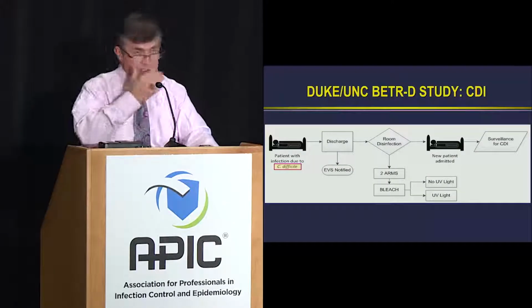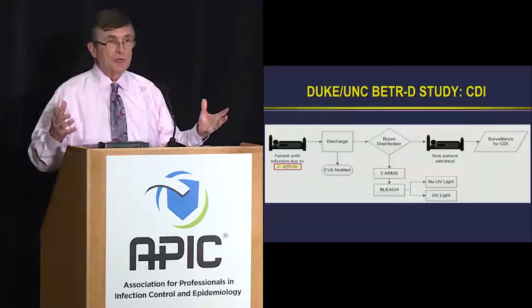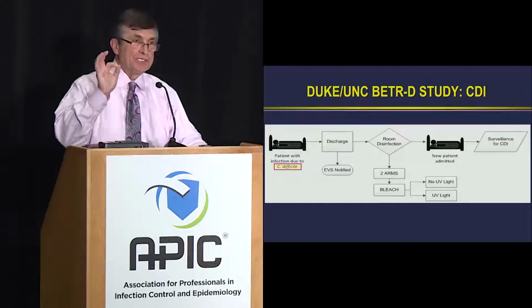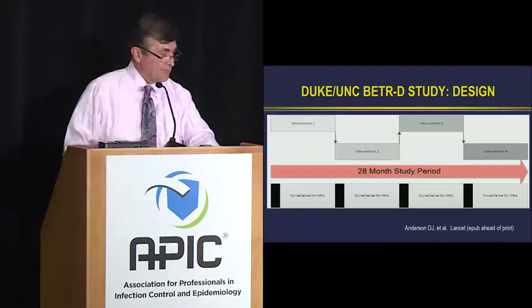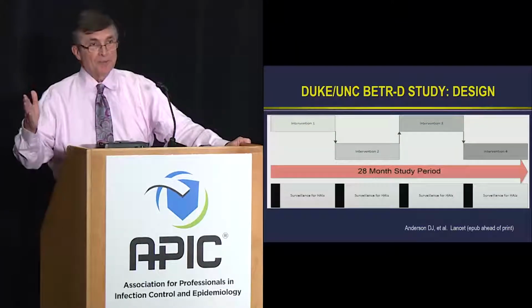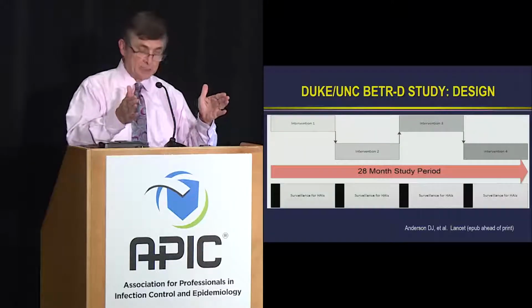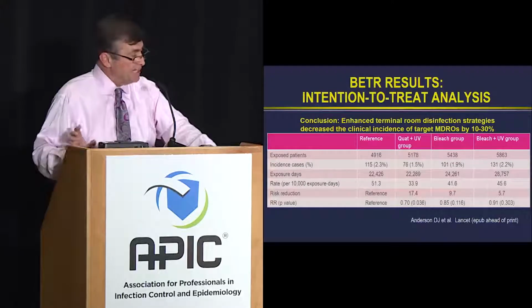Of course, with C. difficile, since we didn't want to clean rooms with quat or quat UV, essentially we only had 2 options. The C. difficile patients only had chlorine and chlorine UV. Again, this was a 28-month period of time because essentially we had 6-month test periods with a 1-month washout period. And these are the data.